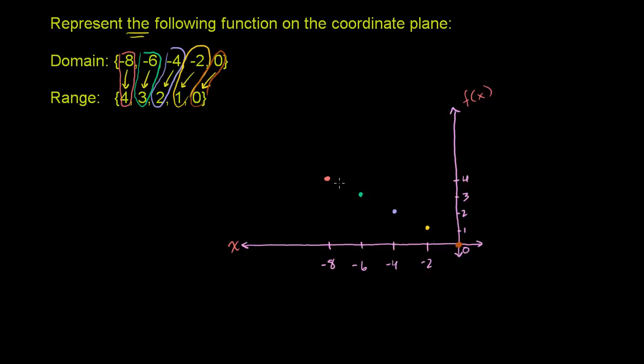So that's the function. I've represented it. And remember, I just assumed that -8 maps to 4, -6 maps to 3. But you could have multiple functions that have this domain and range. But just the way that they said the following function, I'm assuming this is what they want us to do.